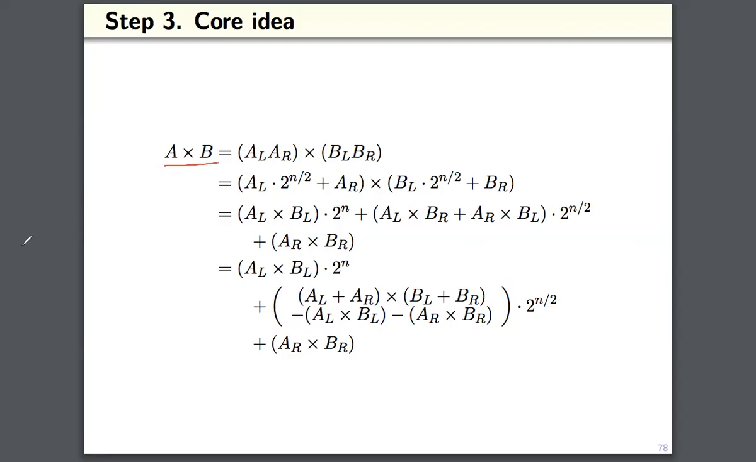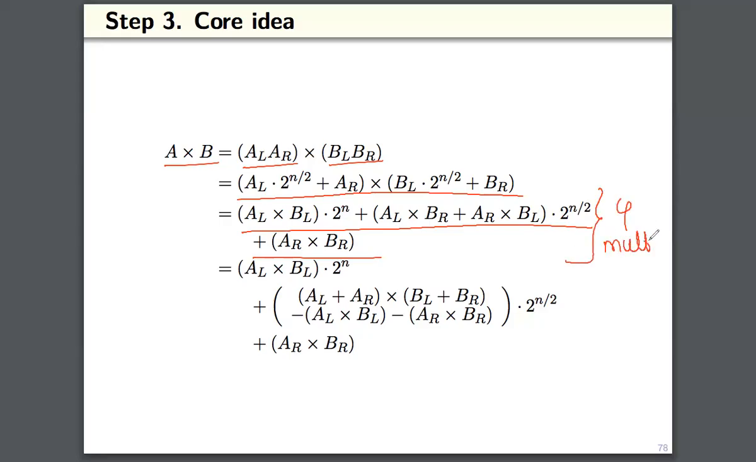Now let's see. A times B. Use a similar approach. AL, AR, BL, BR. And we also saw this. We know how to do this. And we expanded it. That uses 4 multiplications, right? We have already seen this, 4 multiplications. So now this is like our toy problem that had 4 multiplications. We will reduce it to 3.